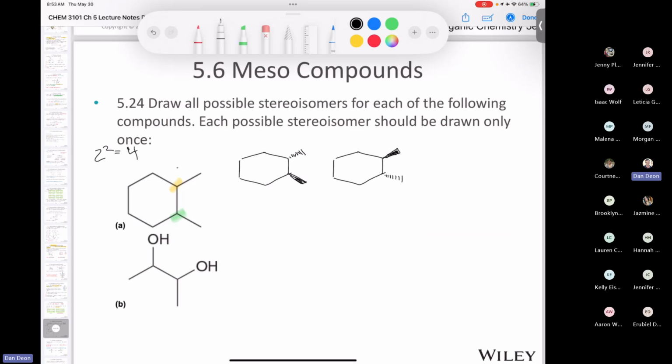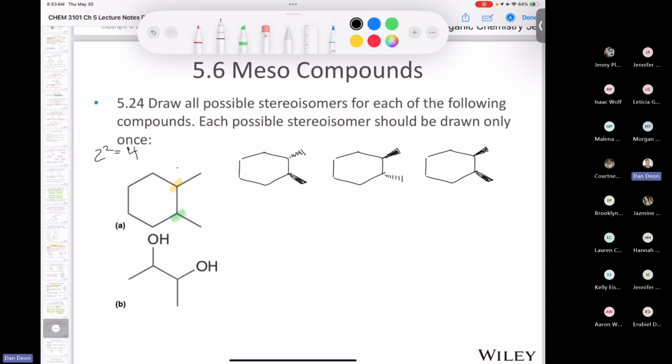So what's my other possibility? I could have 2 wedges, or I could have 2 dashes. So what I'll do is I'll draw 2 wedges. So I'll put one like this and one like this. So there you go. Those are three stereoisomers. There's nothing wrong with any of those.